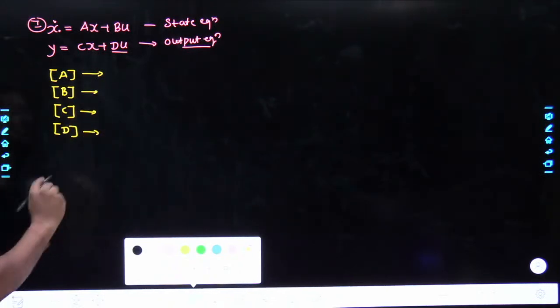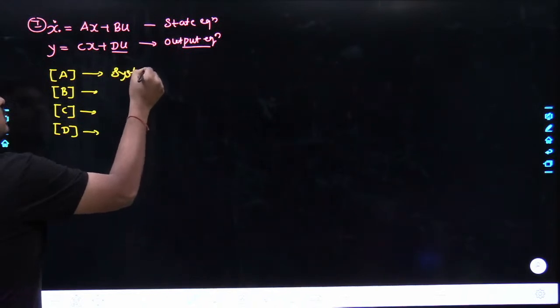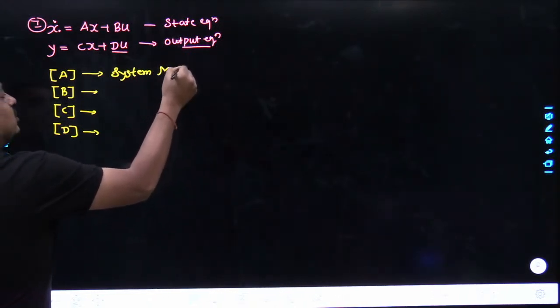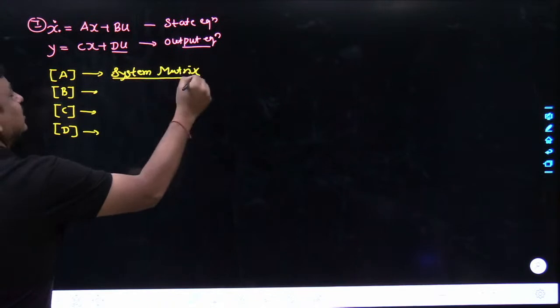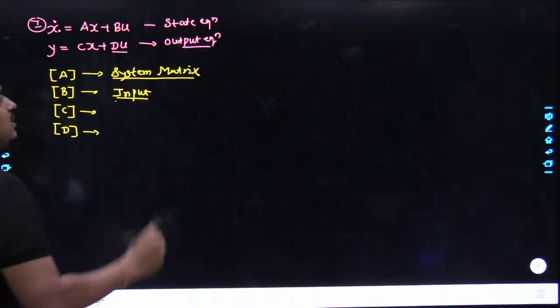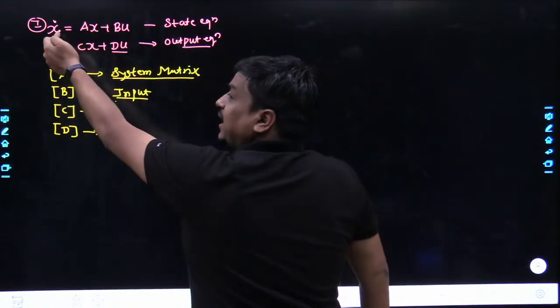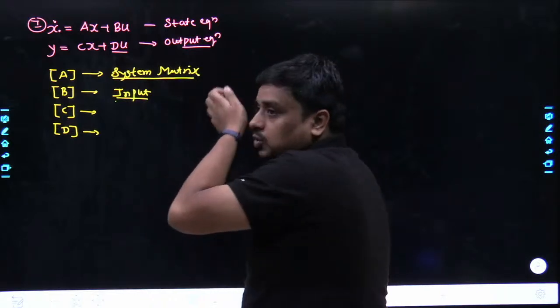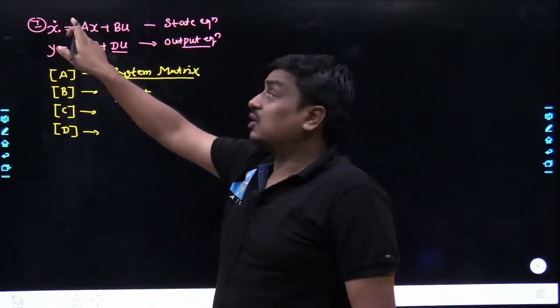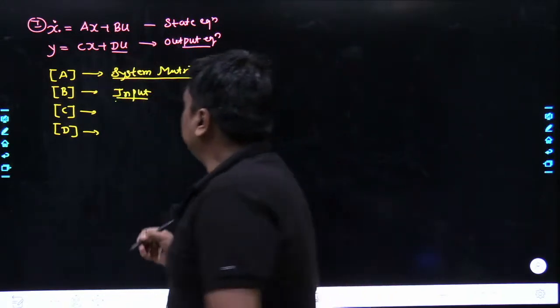The matrix A is called the system matrix. And similarly, matrix B is the input matrix. Why is it called the input matrix? You can see very well, this is the factor B which would decide how the x dot is going to be decided by the input. That means how the state variables are going to be affected by the input, and that is why matrix B is called the input matrix.